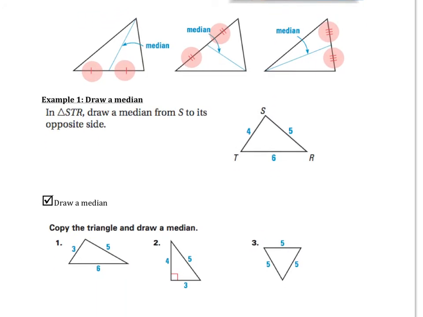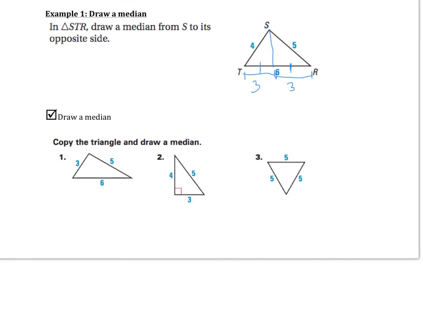So we're going to draw a median from vertex S to the opposite side. Each of these segments would be 3. So I'll do one more.